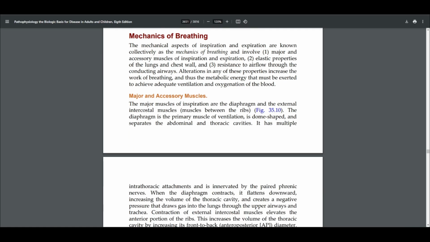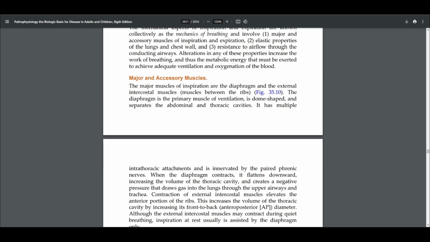The mechanics of breathing. The mechanical aspects of inspiration and expiration are known collectively as the mechanics of breathing and involve major and accessory muscles of inspiration and expiration, elastic properties of the lungs and chest wall, and resistance to airflow through the conducting airways. Alterations in any of these properties increase the work of breathing, and thus the metabolic energy that must be exerted to achieve adequate ventilation and oxygenation of the blood.